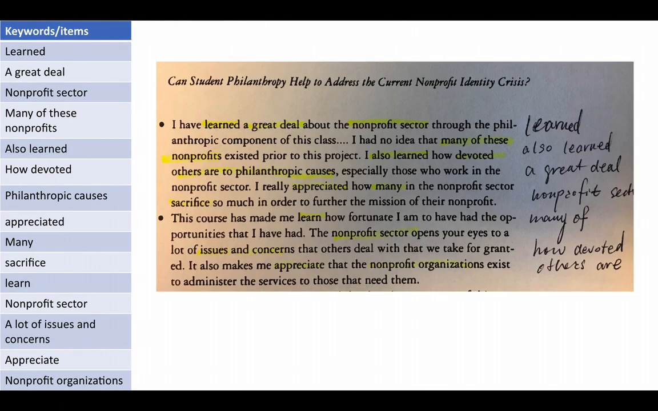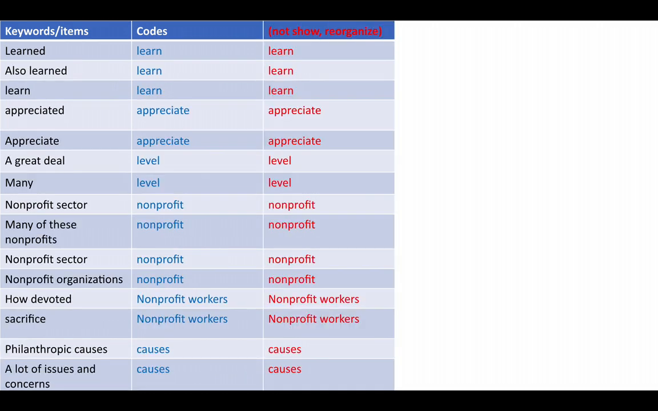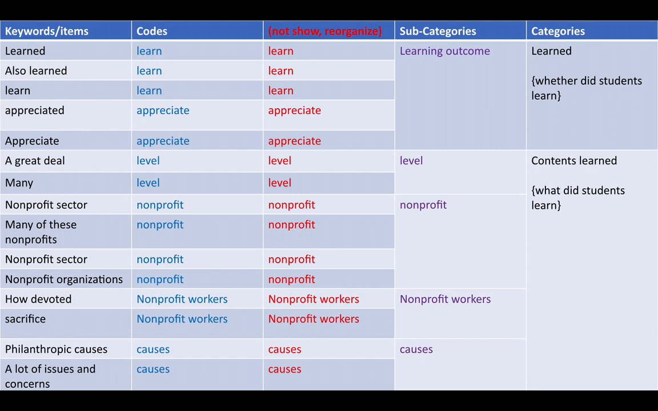So let's summarize. All right, first keywords and items, highlighting them and putting them in one column, and then coding them, right? Assign codes to each of your keywords and items. Afterwards, reorganize them, all right? Put same and similar codes together into a group, then come up with subcategories and categories. These categories should be the main themes that will help you answer your research question.